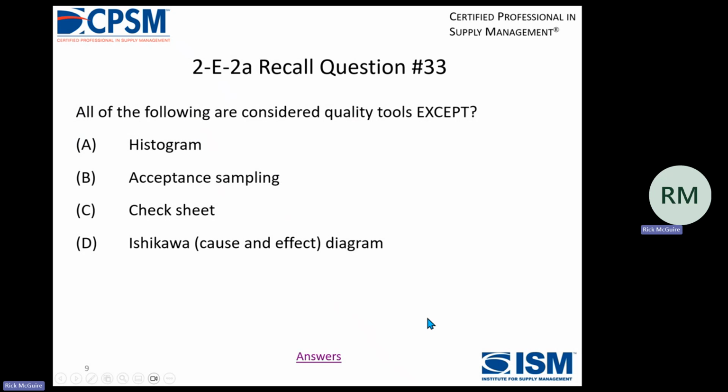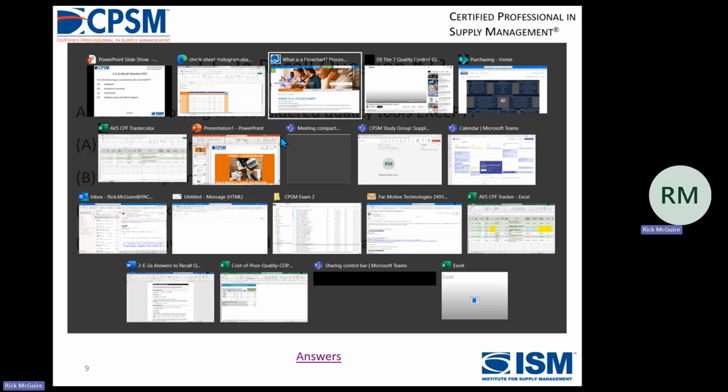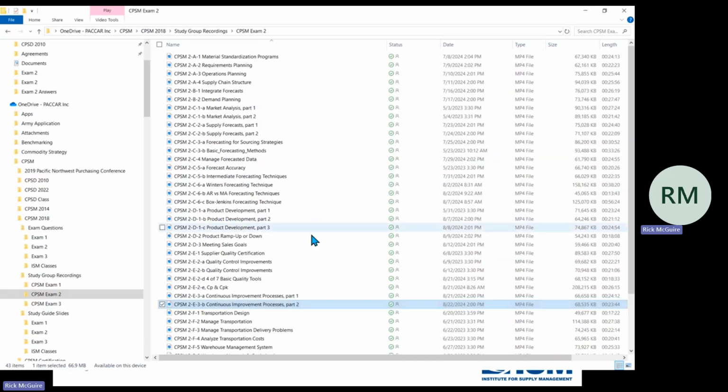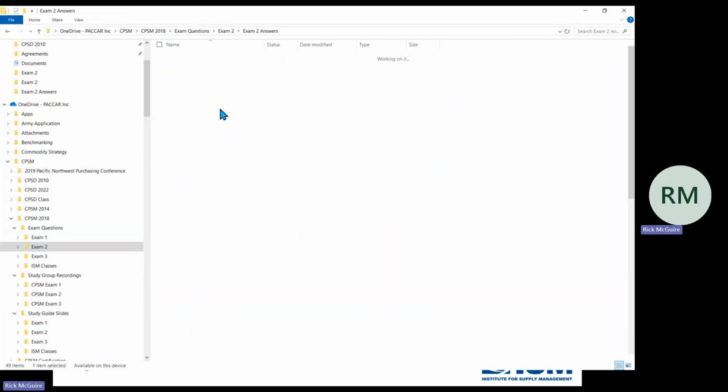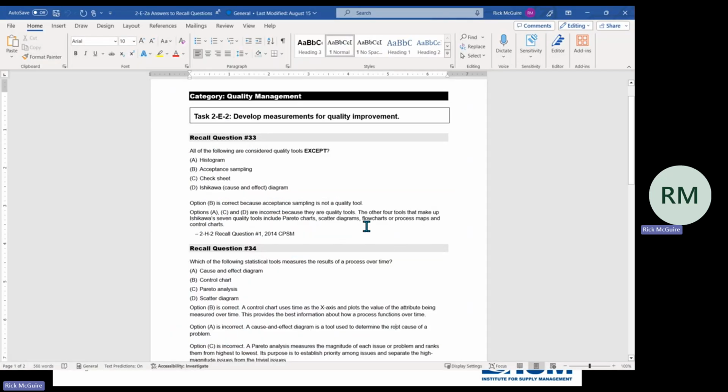That doesn't want to work. Nothing seems to want to work today. Let's go here. To EA. And it's B. Yep, acceptance sampling.